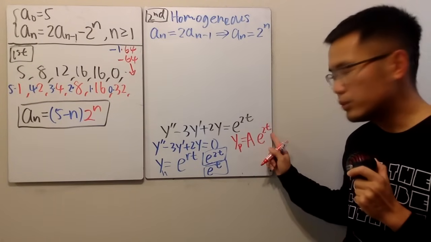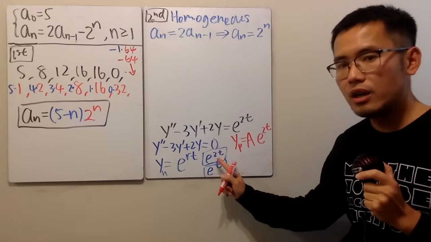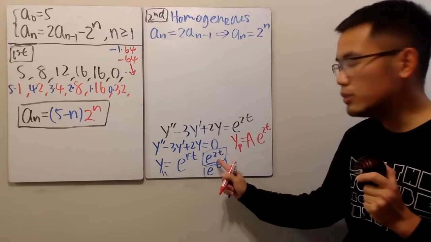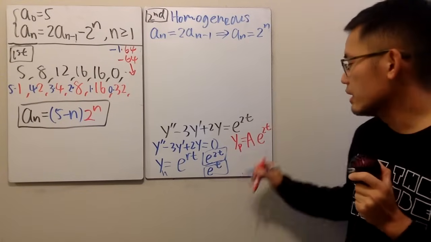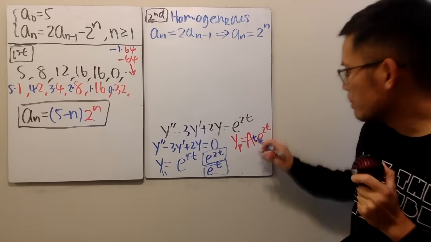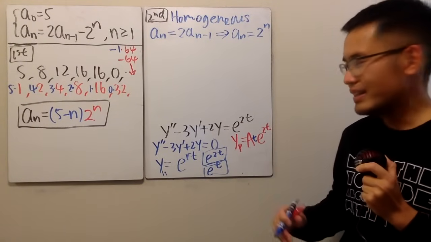But here's the problem. If you put on e to the 2t, in fact, we have a duplication right here already from the homogeneous situation, right? So the way that you're going to fix this is that you are just going to multiply this by t. Why? You can check out my differential equation video on that.